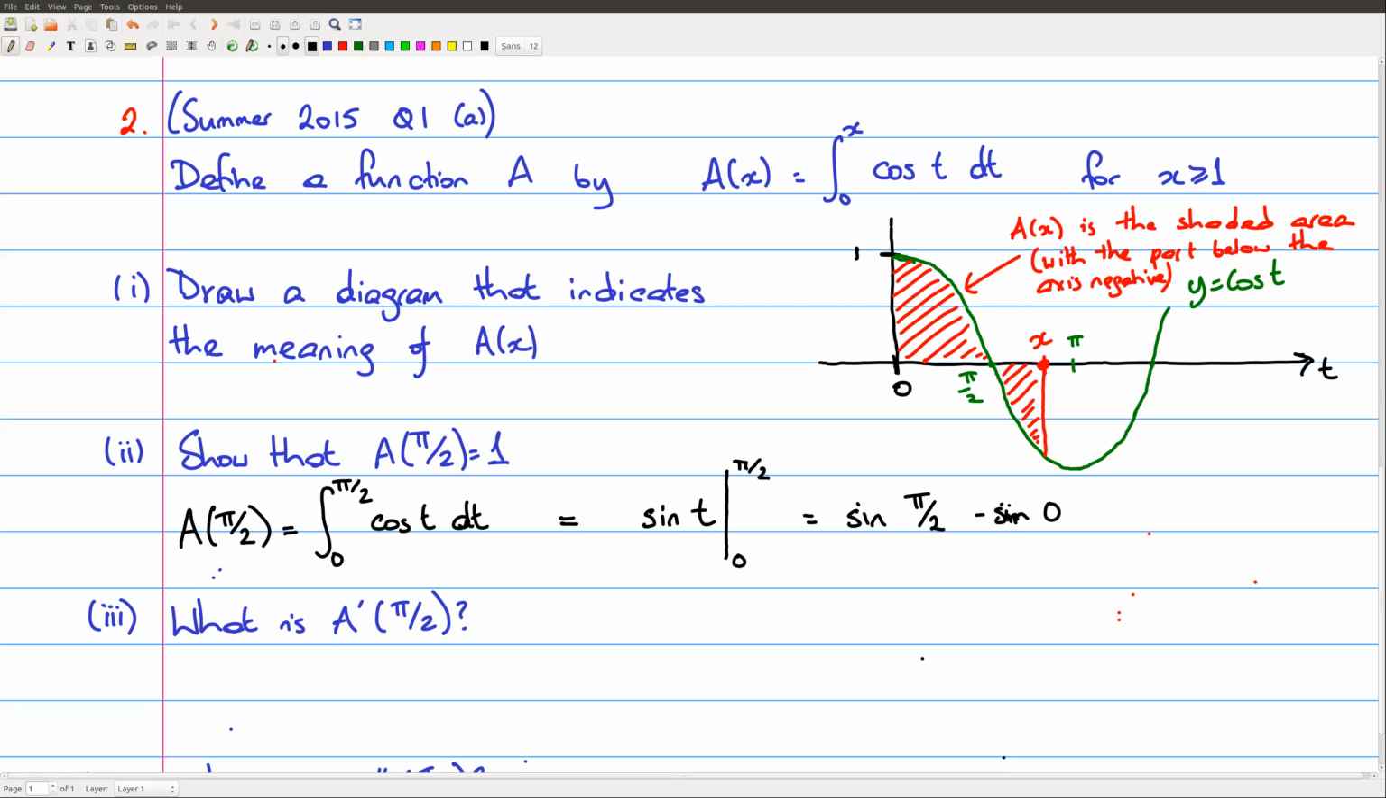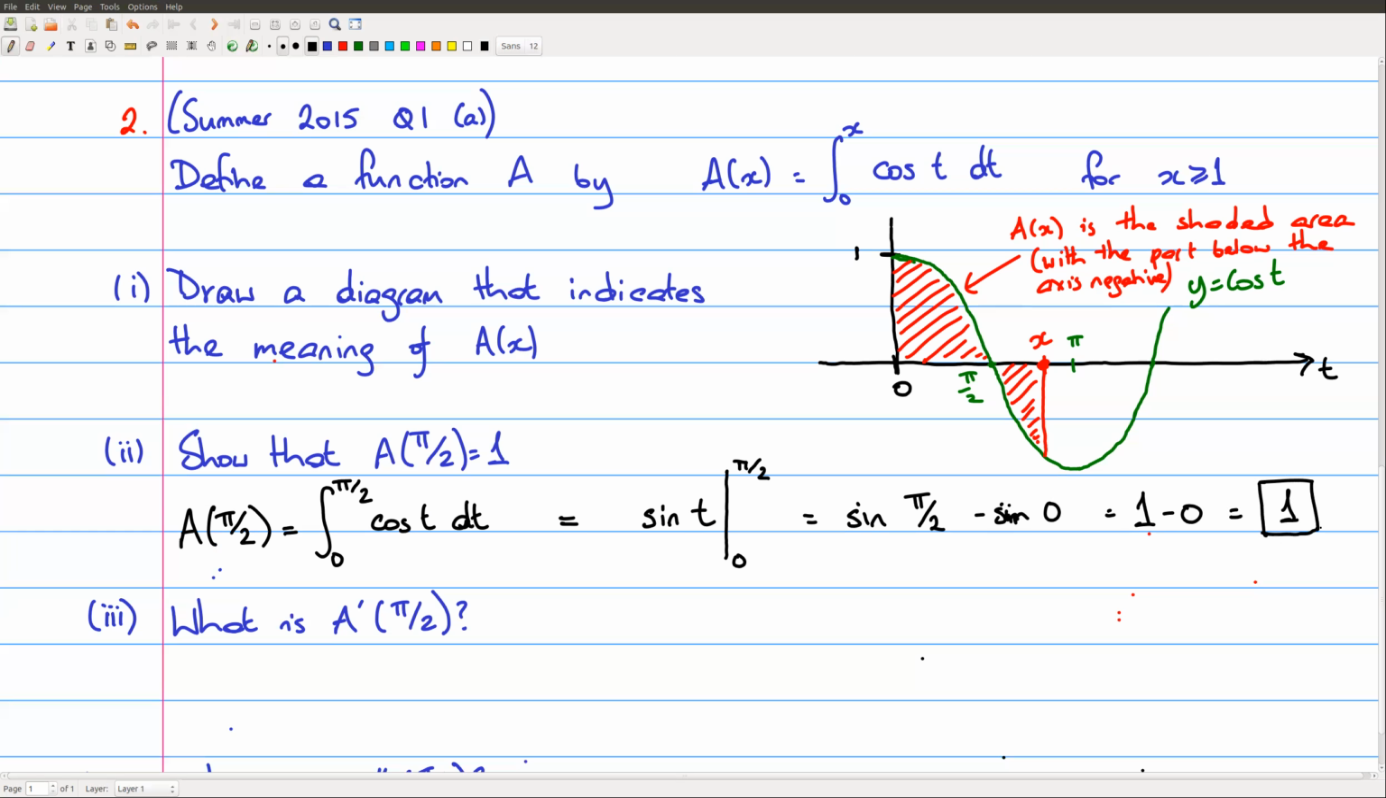So sine of pi over 2 is the y-coordinate of the point that we reach by traveling the distance of pi over 2 around the unit circle in an anti-clockwise direction from (1, 0). That's 1. Sine of 0 is the y-coordinate of the point (1, 0), which is 0. So the answer to that is 1 minus 0, which is 1.